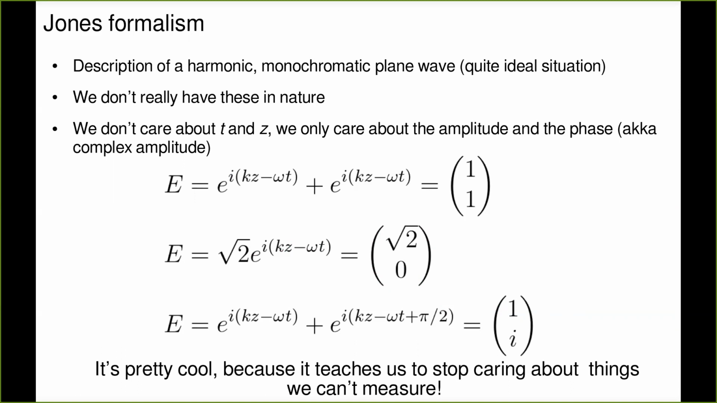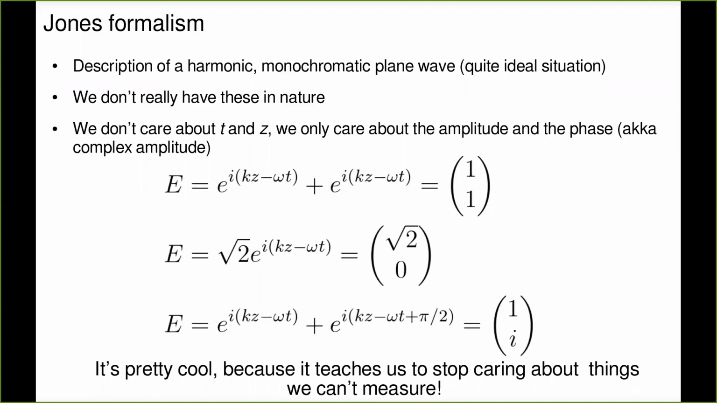I just have the amplitude times e to the i phase. And then I can write my complete electric field vector as these vectors here, which are basically just two complex numbers, right? So this was the way to write our first example, which was Ex and Ey are the same and they are in phase, so I have 1, 1.